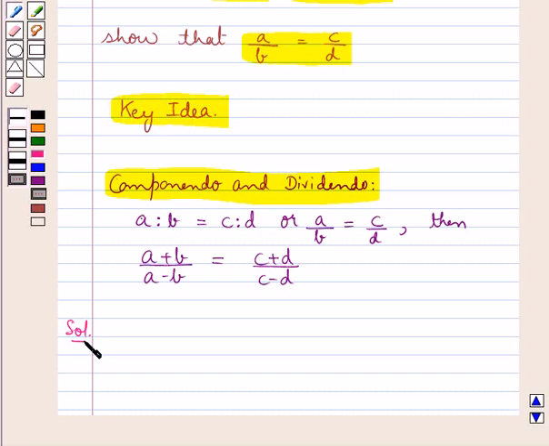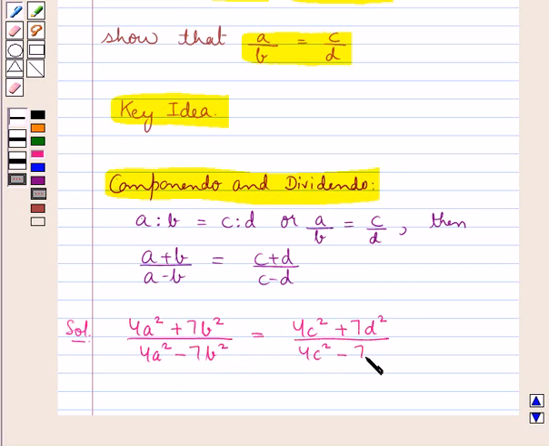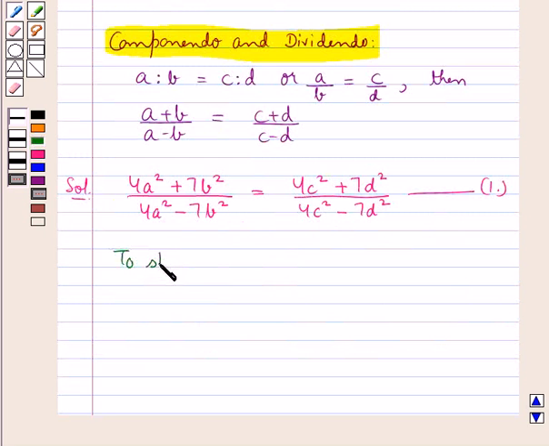Let's move on to the solution now. We are given that (4a² + 7b²)/(4a² − 7b²) is equal to (4c² + 7d²)/(4c² − 7d²). Let this be result 1. And we are supposed to show that a/b is equal to c/d.